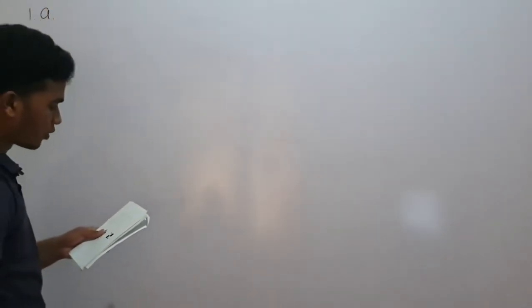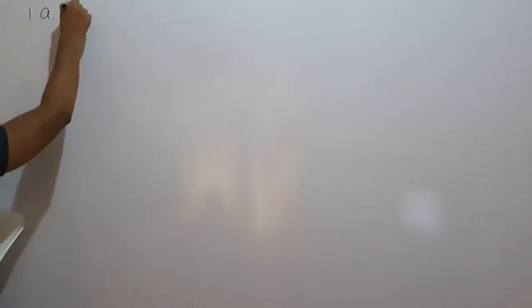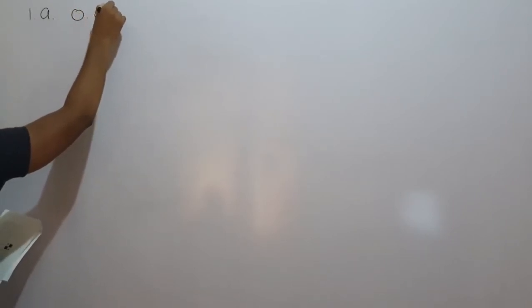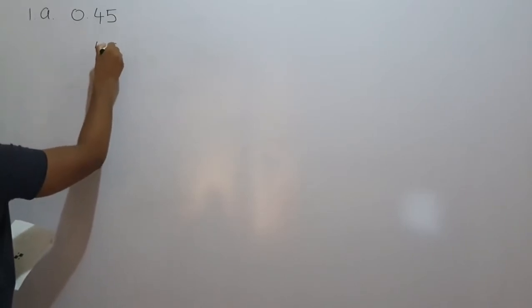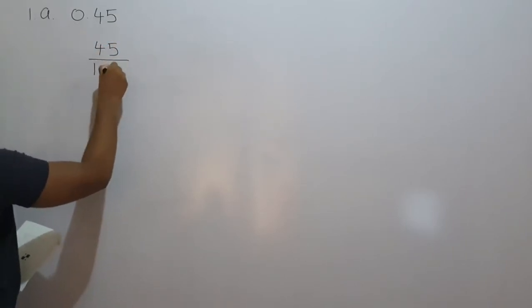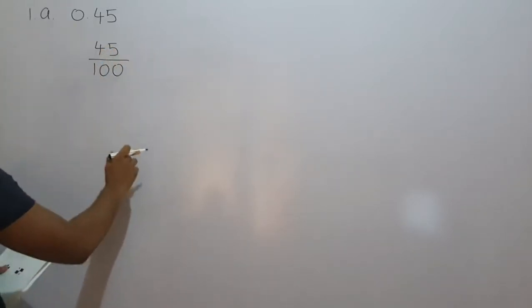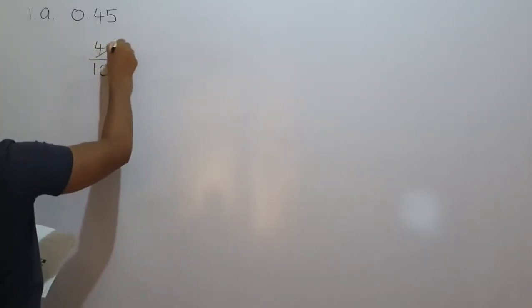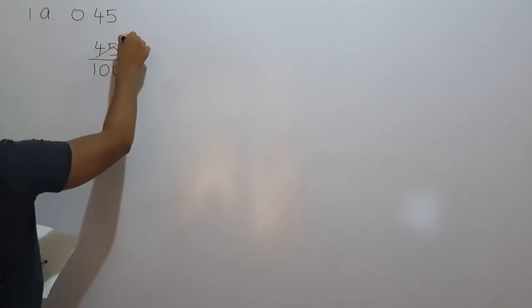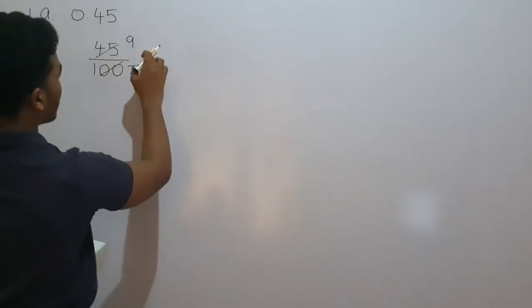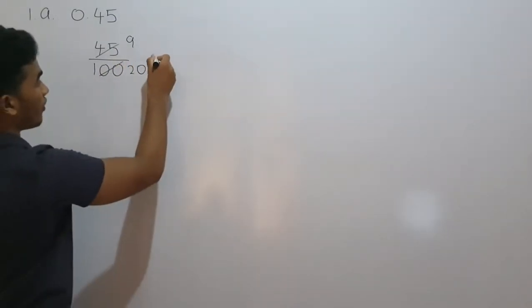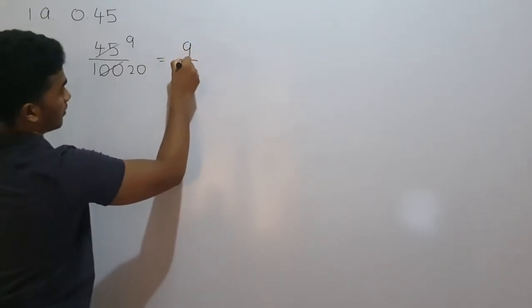So the first question, part A. Attempt to write 0.45 as a fraction in its lowest form. You know that 0.45 can be written as 45 over 100. So you can divide both the numerator and the denominator by 5. When you divide 45 by 5, you get 9, and when you divide 100 by 5, you get 20. Now 9 over 20 can't be simplified further. So your final answer would be 9 over 20.